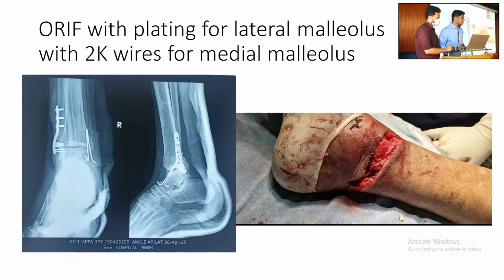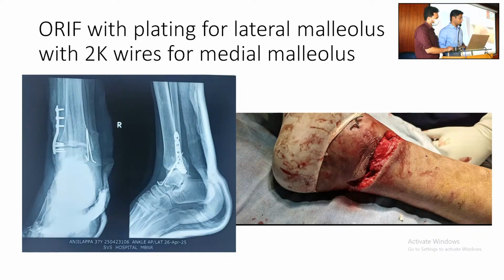Sir, picture? The picture was not taken, sir. Or purposefully you didn't keep it? No, sir, not taken. Just staged sutures we have done, sir. Yes, approximate.